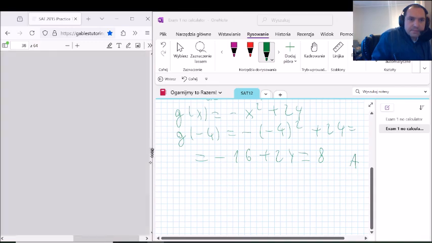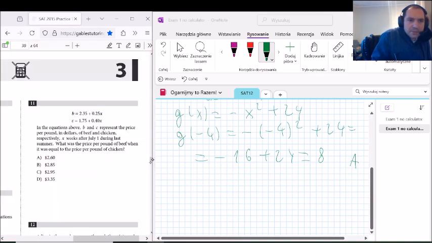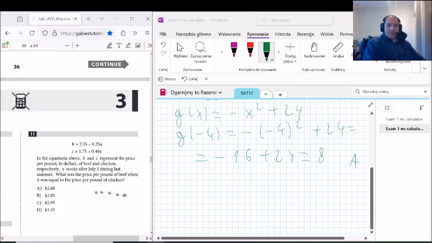Exercise 11. B equals 2.35 plus 0.25x, C equals 1.75 plus 0.40x. In the equation above, B and C represent the price per pound in dollars of beef and chicken, respectively, x weeks after July 1st during last summer. What was the price per pound of beef when it was equal to the price per pound of chicken?